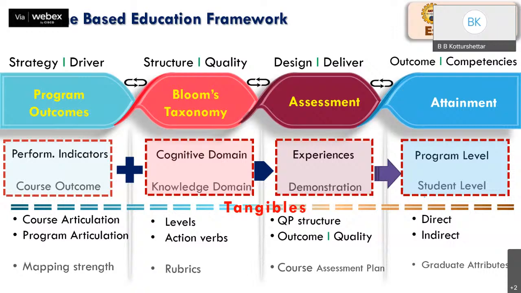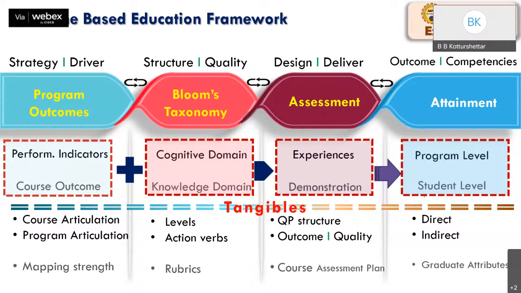When we do that, we need to list and be aware of the different levels. Then we need to be aware of the action verbs to be used while framing the outcomes and also while framing the questions. And where we are assessing the students in laboratories, in projects, in seminars, we require what are known as rubrics. These are some of the aspects that each one of us needs to know in order to know Bloom's taxonomy well.